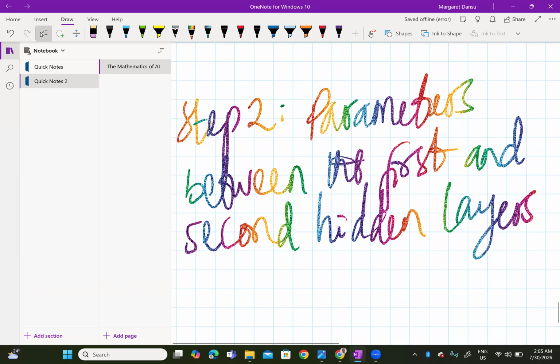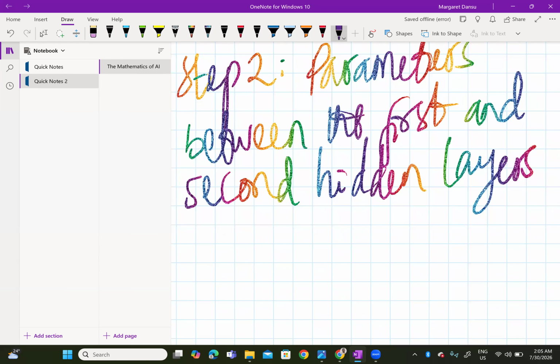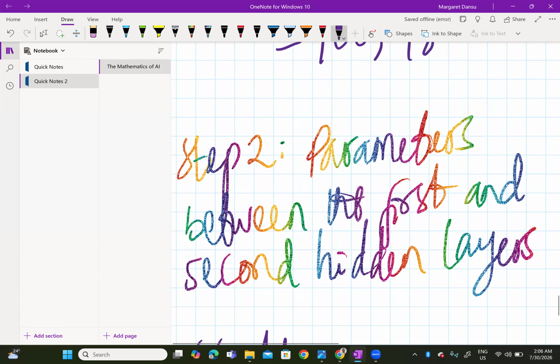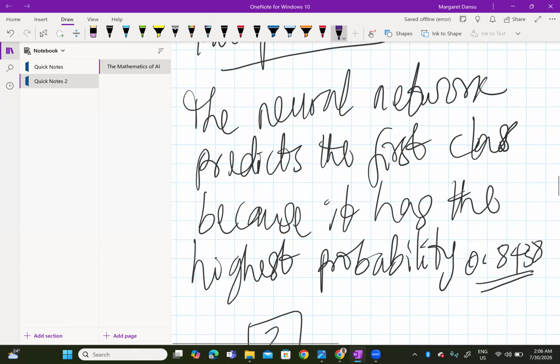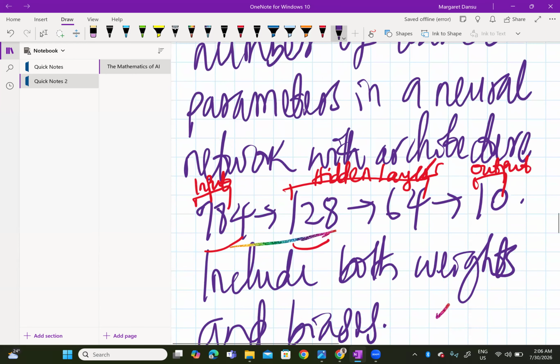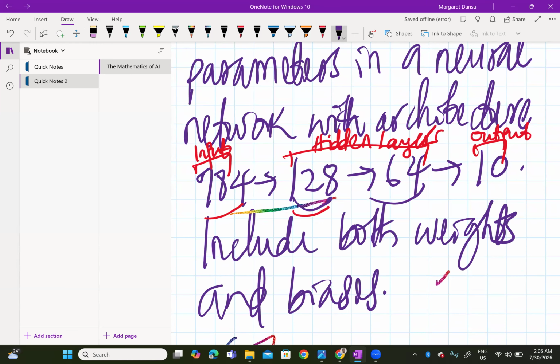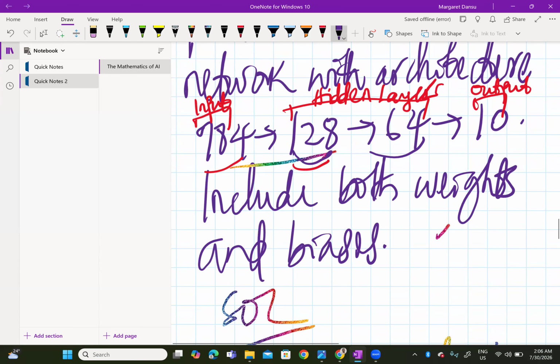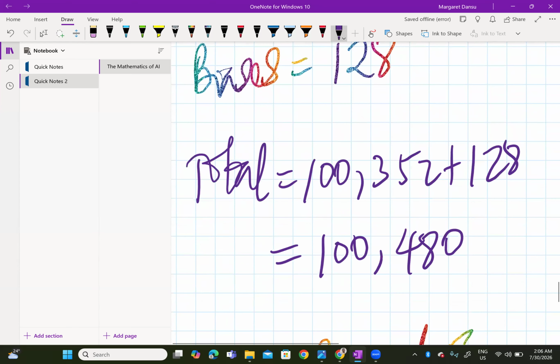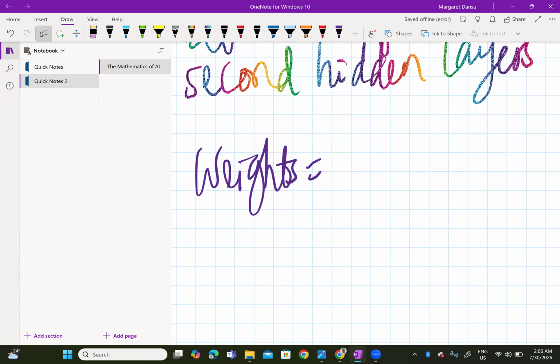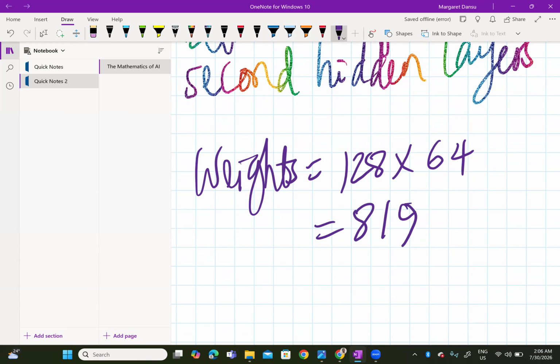Okay, in that case, the weights. As you can see from where we started, this is the first hidden layer and this is the second hidden layer. So we are talking about the parameters between the first and second hidden layer. So the weights will have to be 128 in the first layer and 64 in the second hidden layer. And if you multiply all of that, you get 8192.